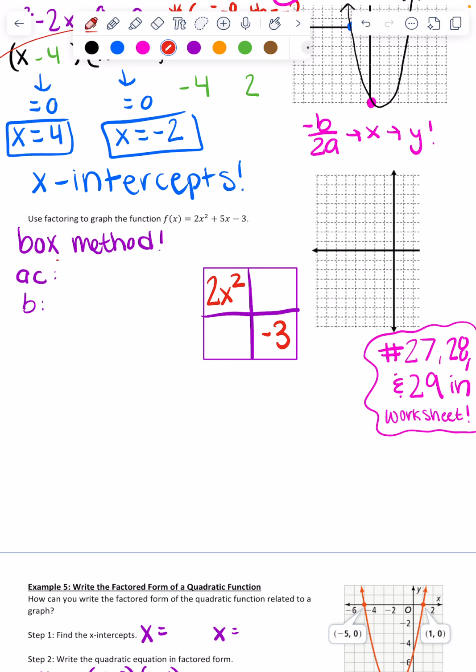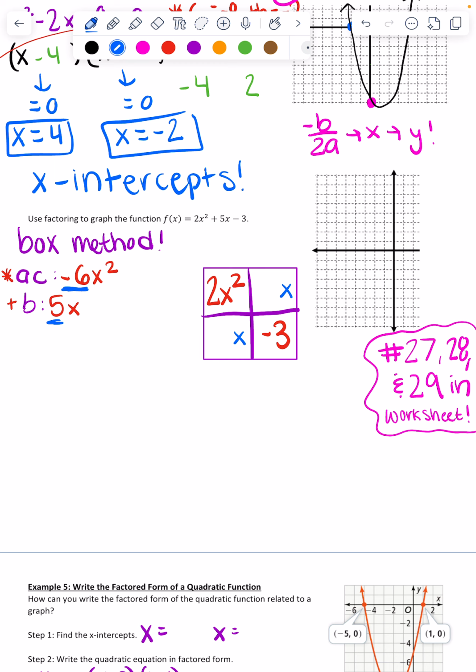Then we are on a mission to find two numbers that multiply to AC and add to B. So AC would be those two terms that are already in our box, multiply those, which is -6x squared. And our B value is +5x. So for sure, these factors that we find are going to have an x on the end. And we're really just looking for two numbers now that multiply to -6 and add to +5.